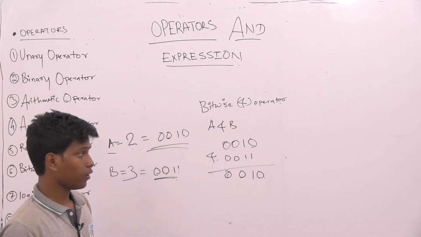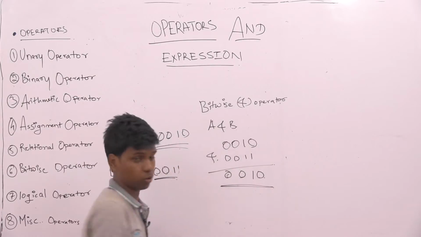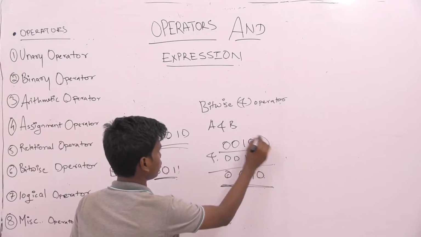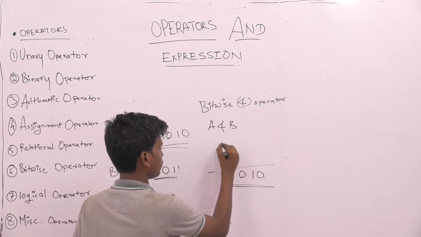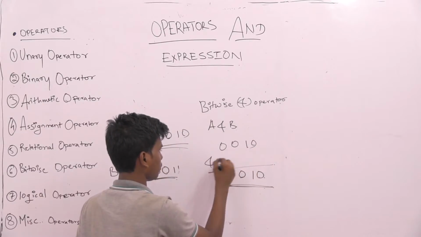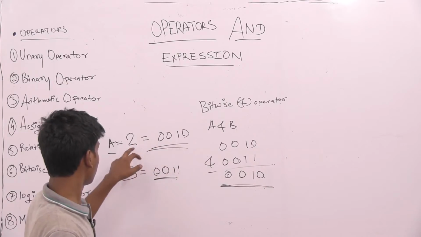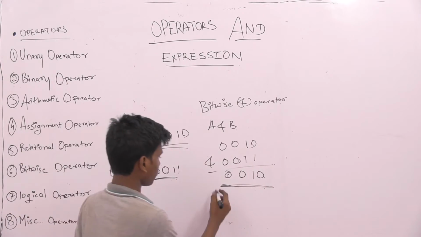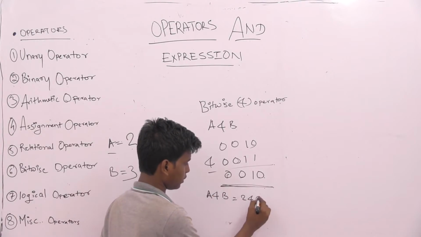Now the value is 0 0 1 0 in the binary system. Now 0 0 1 0 is similar to this number, the value 2 in the binary system 0 0 1 0. So the value of A and B, that is 2 and 3, is 2.